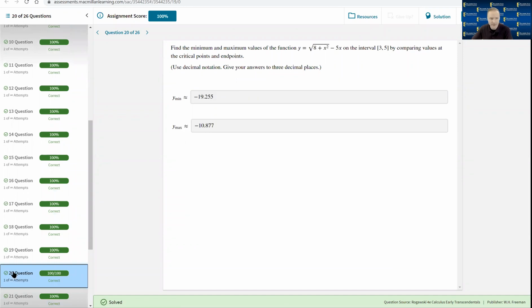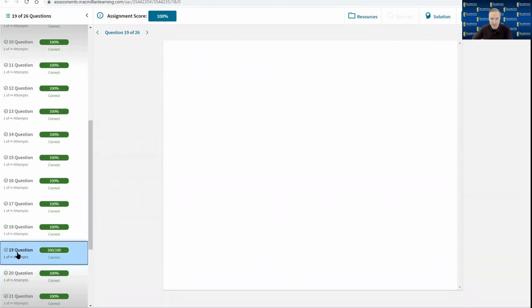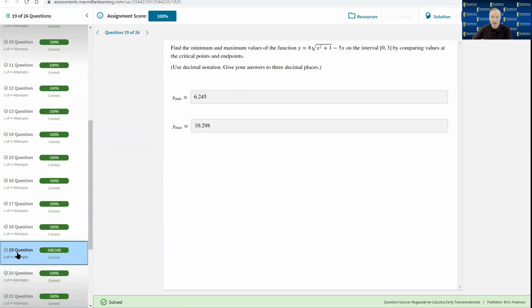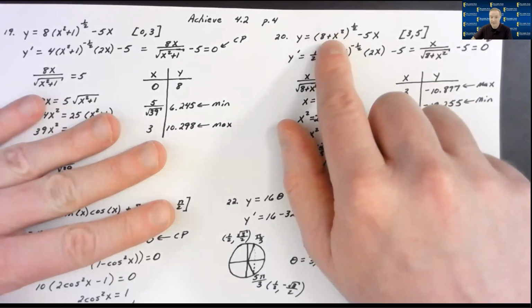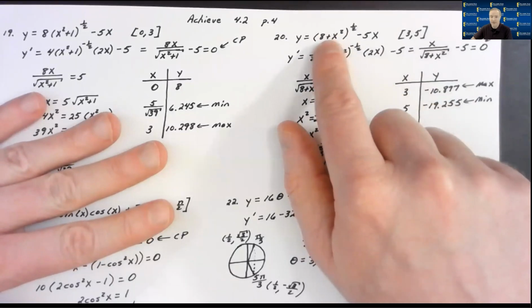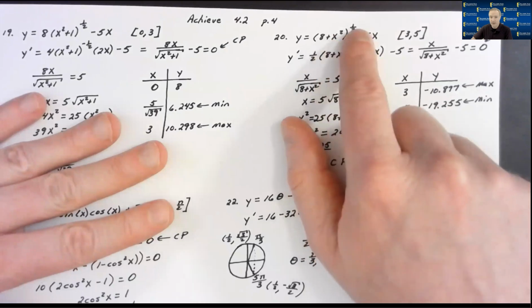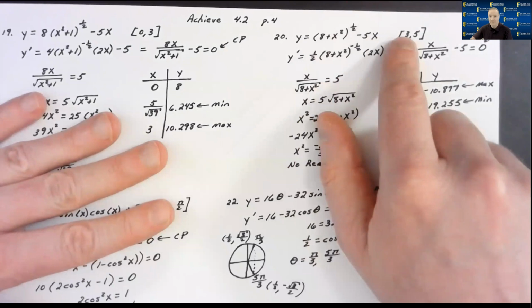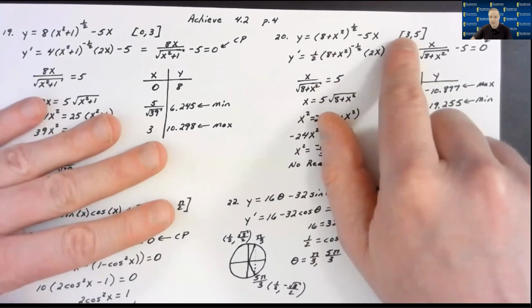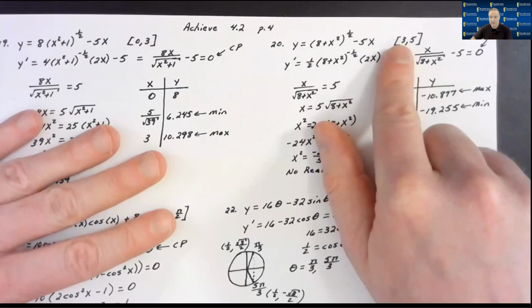The next one, again, very similar. In fact, it's an extremely similar problem. I had a radical expression minus 5x here. Now I have a radical expression minus 5x in this one. This time it doesn't have any term multiplying out in front of the radical. So I can say, well, just like last time, I'll go ahead and say the group 8 plus x squared to the 1/2 power minus 5x. We're trying to find its maximum and minimum values on the closed interval 3 to 5.